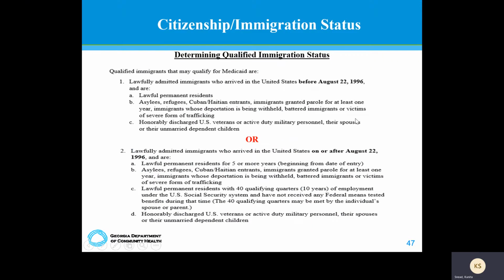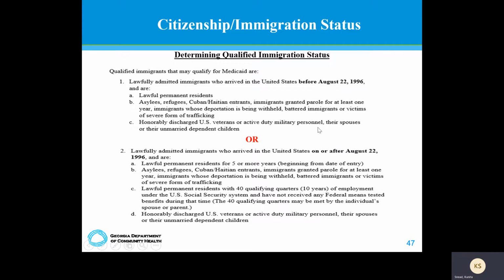Now to determine if they are a qualified immigrant, there are some criteria that they have to meet. So once you ask that question, if they say no, they're not a U.S. citizen, then you're going to ask, when did you enter the United States and are you here legally? Based off of that, if they're here legally, they will let you know when they entered the United States. And then once they tell you the date, you're going to have to see if they meet one of those criteria based off of their entry date. So if they entered the United States before August 22nd, 1996, then they're going to need to fit either criteria A, B, or C in number 1. They're either going to have to be a lawful permanent resident, an asylee, refugee, Cuban, Haitian entrants, immigrants granted parole for at least 1 year, immigrants whose deportation is being withheld, battered immigrants, or victims of severe forms of trafficking, or they have to be honorably discharged U.S.